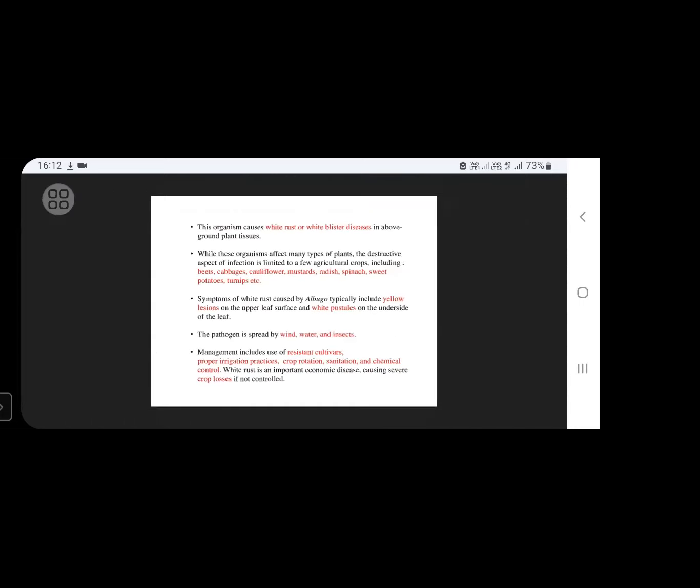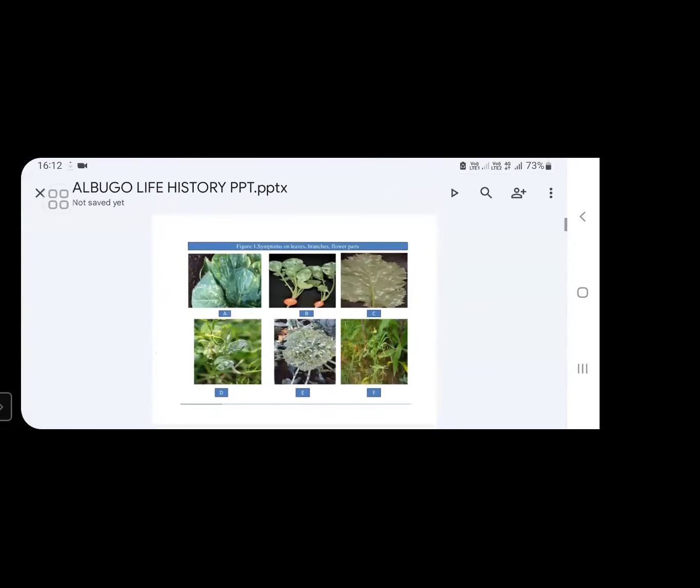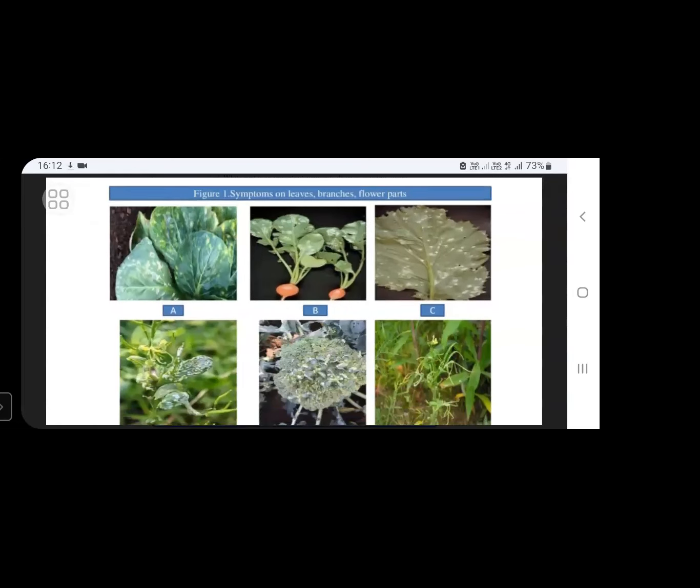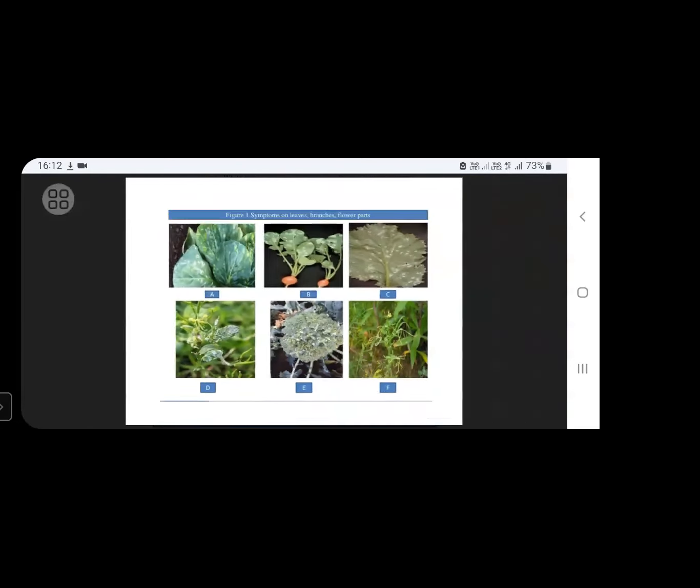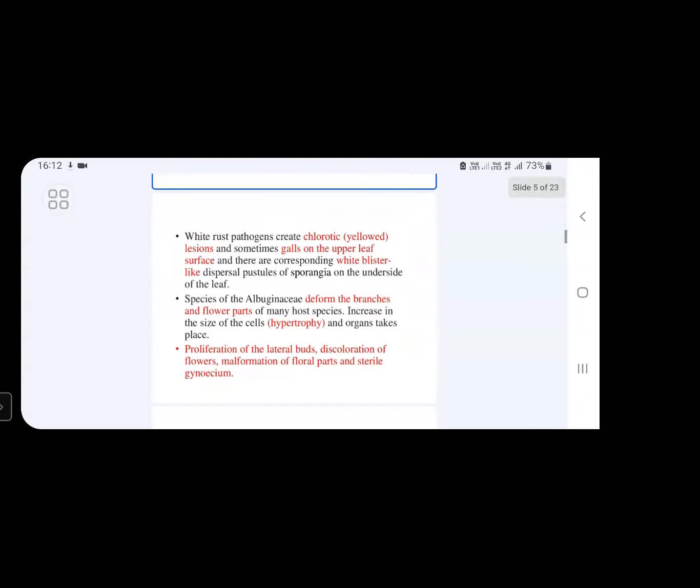Now we will discuss, here in this image, you can see infected plant parts. Albugo infects various parts of the plant, especially foliar leaves as well as inflorescence parts. Generally, Albugo causes chlorotic symptoms, chlorotic lesions. Chlorotic lesions means yellow spots will be formed. Sometimes galls are also formed because of this fungal infection. Galls are nothing but tumors. They are produced on the upper surface of the diseased leaf. These are the symptoms produced by the genus Albugo.